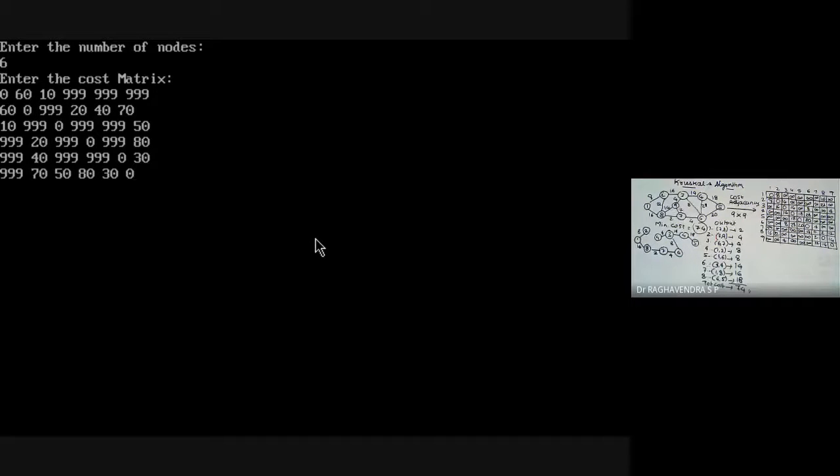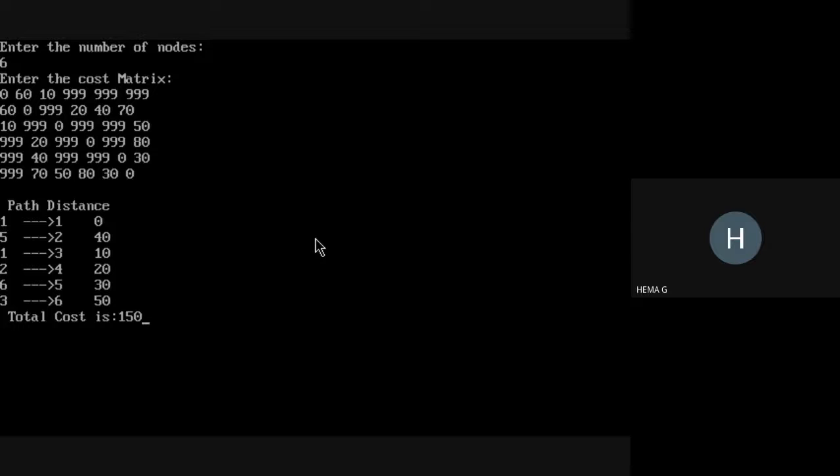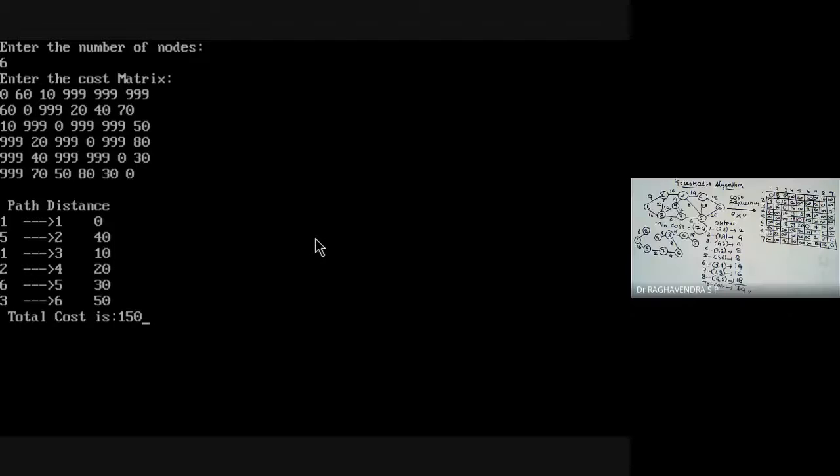So this is the cost adjacency matrix, or cost matrix, of dimension 6 cross 6. Now I'm going to give this as an input for my Prim's algorithm. Let us find out the minimum cost spanning tree. Check the output, dear students. Yes, sir. Correct. So this completes Prim's algorithm.